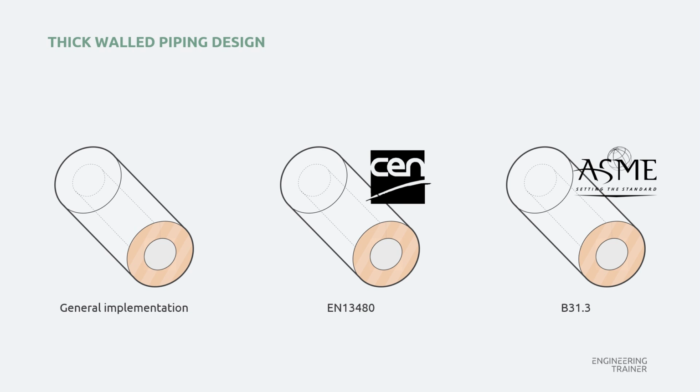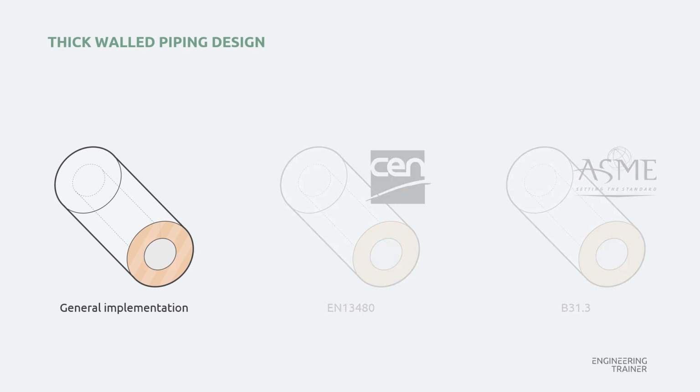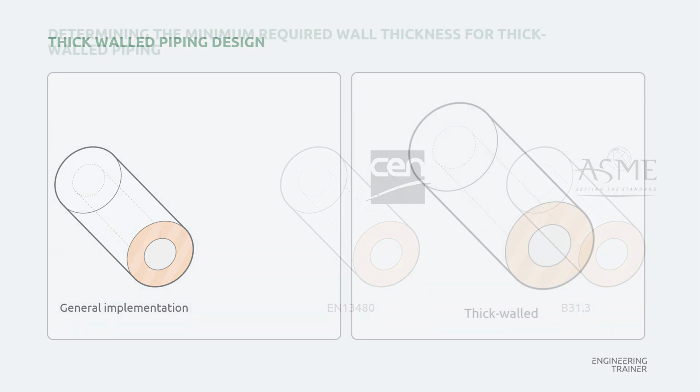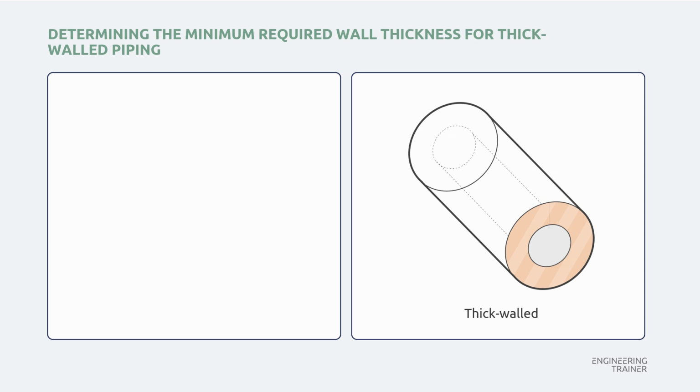In this lesson, we will discuss the influence of thick-walled piping on the determination of the minimum required wall thickness and have a look at how this is implemented in the EN 13480 and the B31.3 design codes. Let's start with the general implementation of thick-walled piping in your design. We will start by determining the minimum required wall thickness for thick-walled piping.